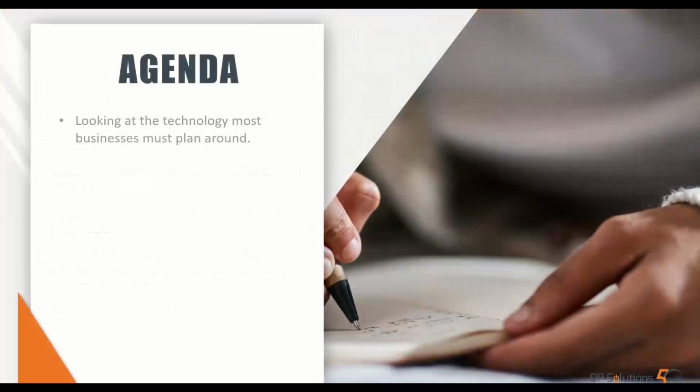So today's agenda is going to go over a number of things. First, we're going to look at the technology most businesses must plan around. So here are the things that an average business that I might work with needs to think about planning for. We're going to talk about stakeholders and assets to protect. When we're talking about disaster, it's very tempting to just focus on how it affects our operation, but the reality is that we have other people to keep in mind that have to be a part of our plan.